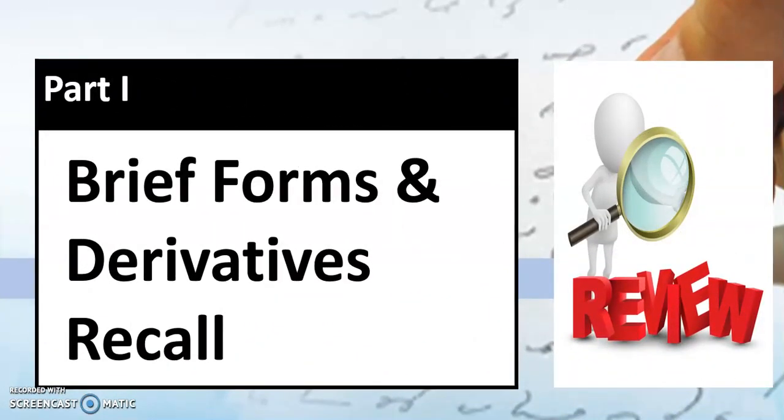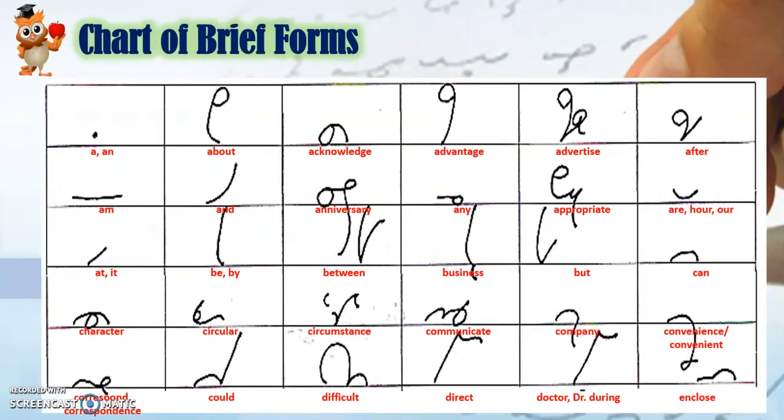Now, part 1. So we have here some brief forms and derivatives recall or review. Okay, so first we have here an, about, acknowledge, advantage, advertise, after. Next, we have here and, anniversary, any, appropriate, are, our, at it, be by, between, business, but, can. Next line, we have character, circular, circumstance, communicate, company, convenience, convenient.